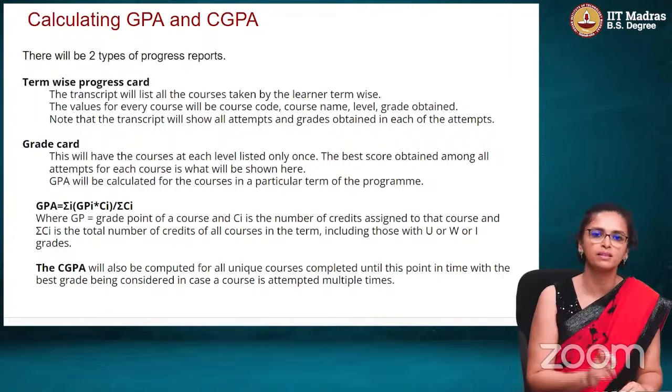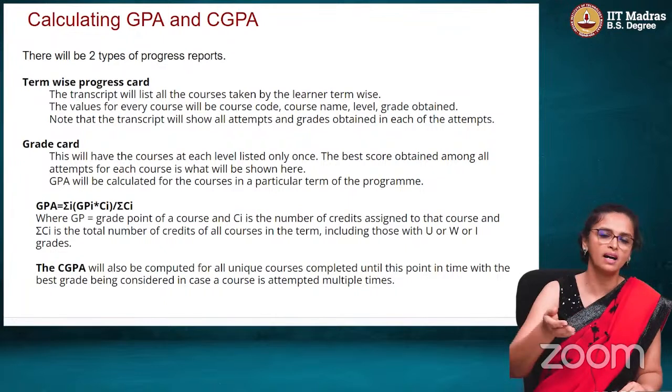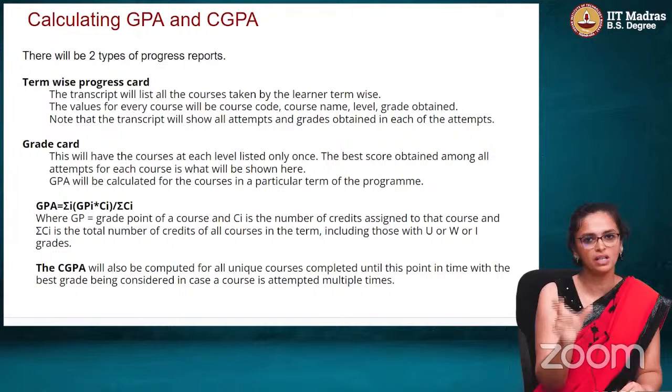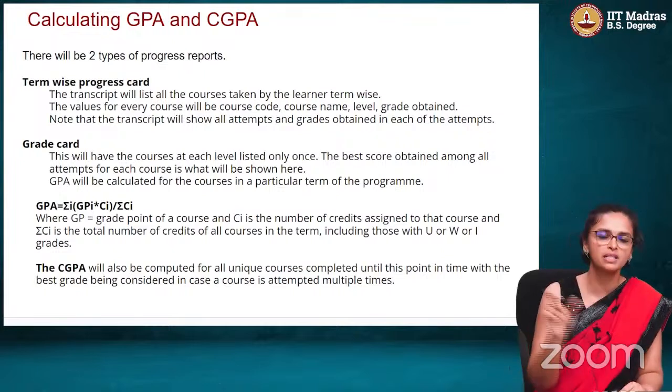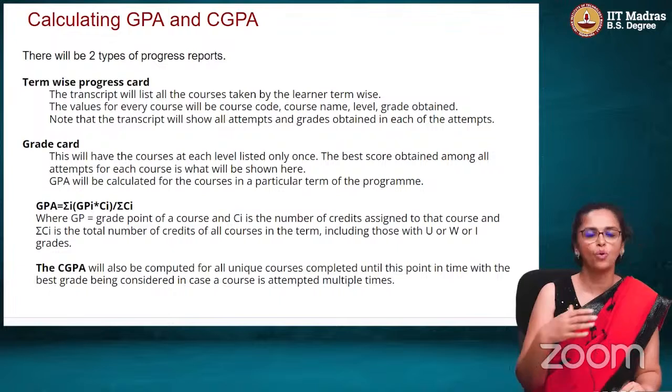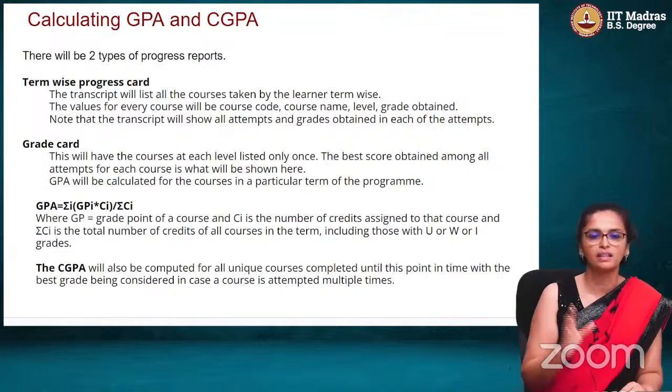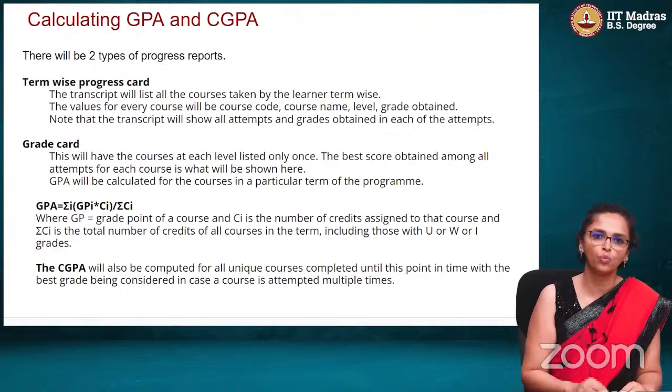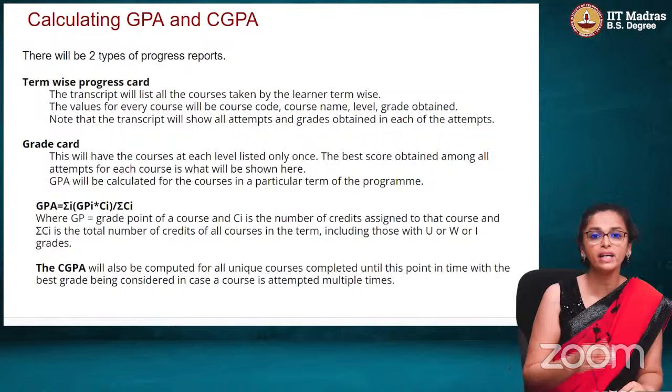But on the progress card, in that first term, it will show the course name and it will say WA. Second term, it will show the course name and it will say that it has an A grade. So the progress card will give you all instances of what you did with courses. The grade card will have only one instance of every course listed on it, with the final grade that that particular course has.